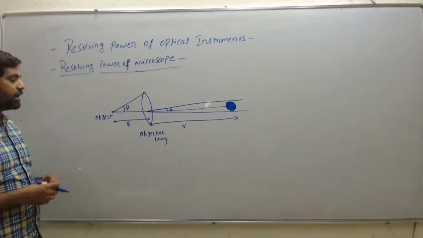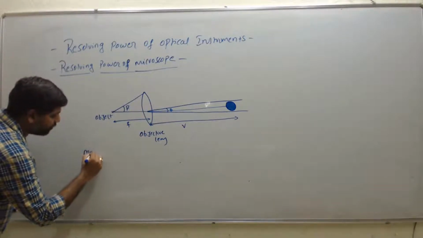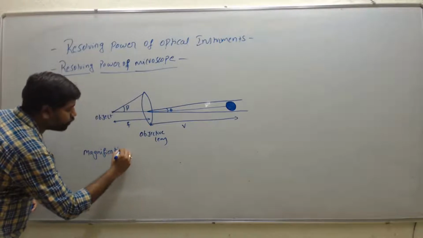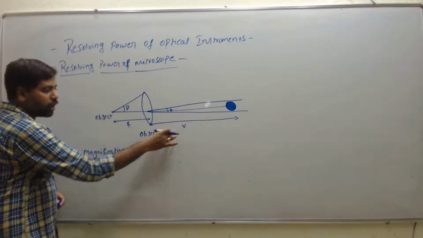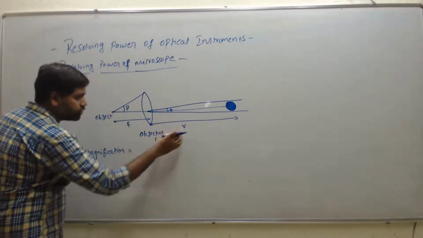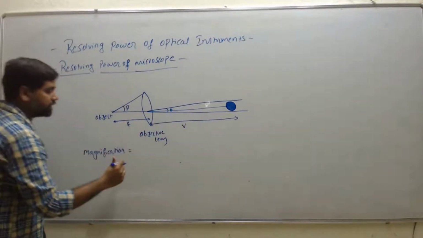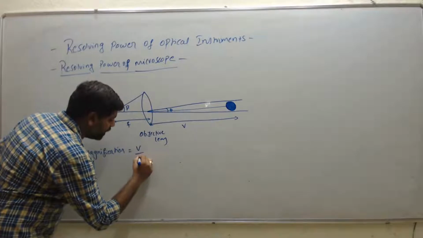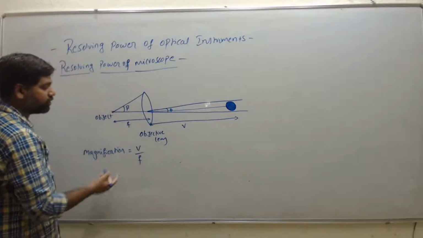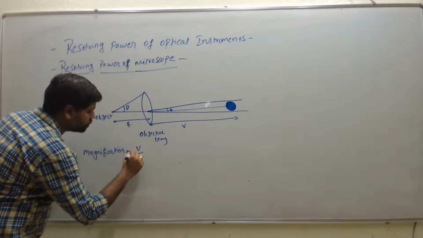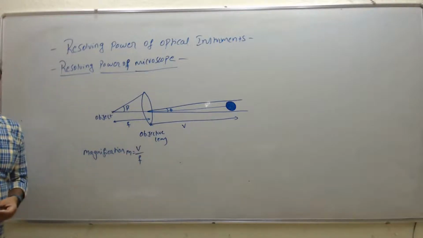So if we write the magnification, the magnification of the objective lens is equal to the image distance divided by the object distance. So that can be written as V divided by U. So magnification can be written as M, so M is equal to V divided by U.